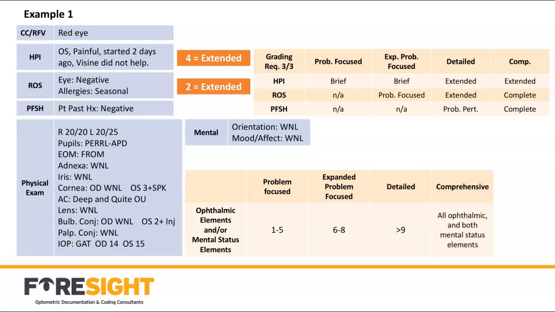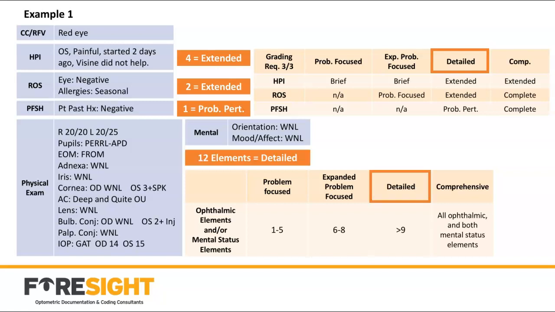And here we just did a patient past history, and it was negative, so I only did problem pertinent. When you look at the chart over to the right there, that gives you detailed, an extended HPI, an extended ROS, and a problem pertinent past family social history. That's a detailed history. Now we go down to the exam.